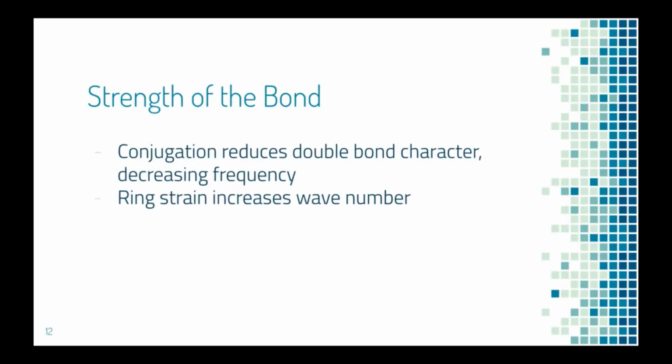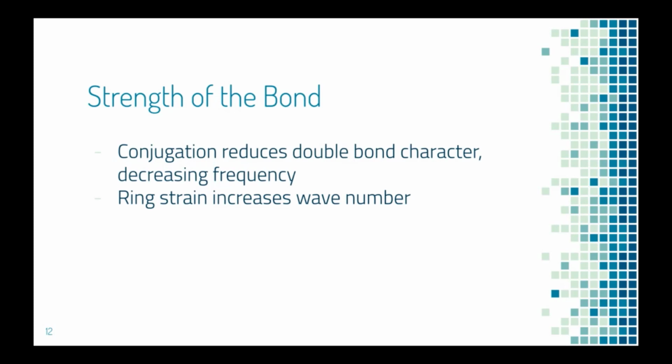So a couple more things to know about the strength of the bond. Conjugation reduces double bond character, which then decreases frequency. If we're thinking about, for example, benzene, your professors probably have mentioned that each of the double bonds is actually like a half double bond and half single bond because of the conjugation. And so it is continually alternating in a state where it's either a double bond or a single bond. Because of that, each double bond is less strong than it would be in isolation. And since the bond is essentially weakened, that causes the wave number and the frequency to be lowered.